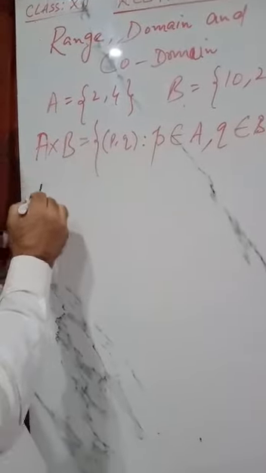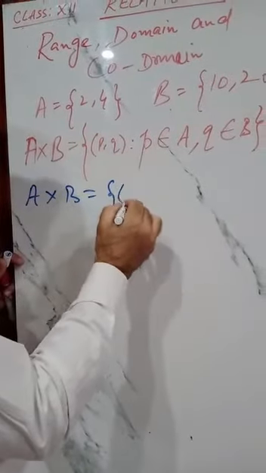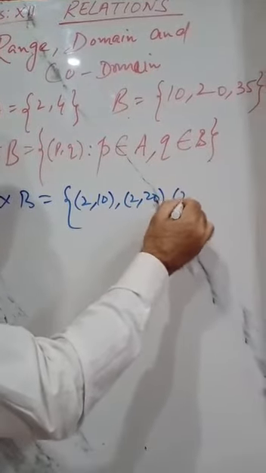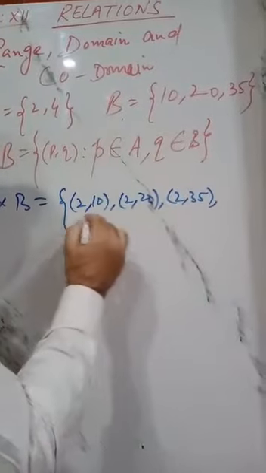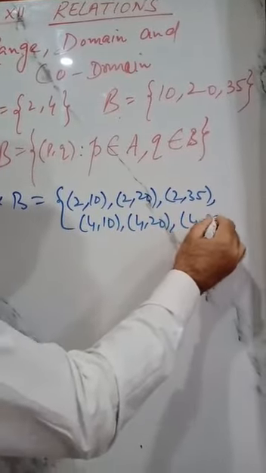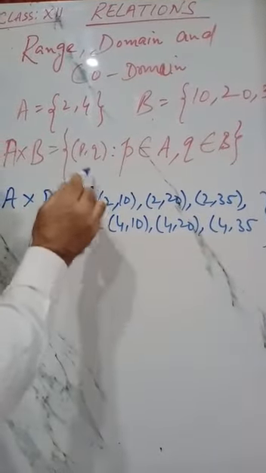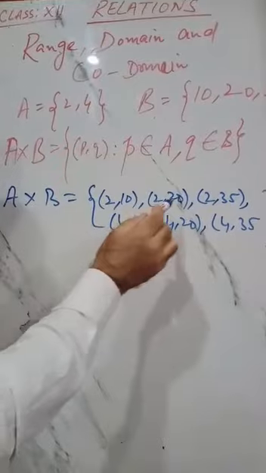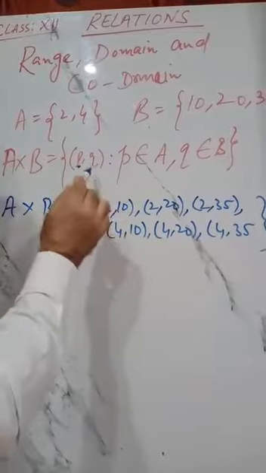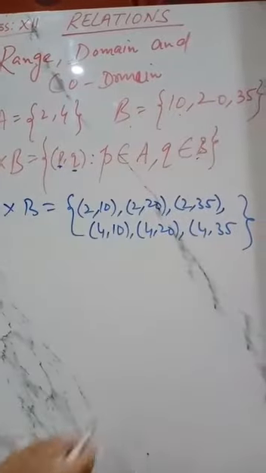So you will get A × B equal to (2, 10), (2, 20), (2, 35), next (4, 10), (4, 20) and (4, 35). So these are the Cartesian product A × B, where 2, 4 are the elements of set A, that is p, and q are the elements belonging to set B, that is 10, 20 and 35.